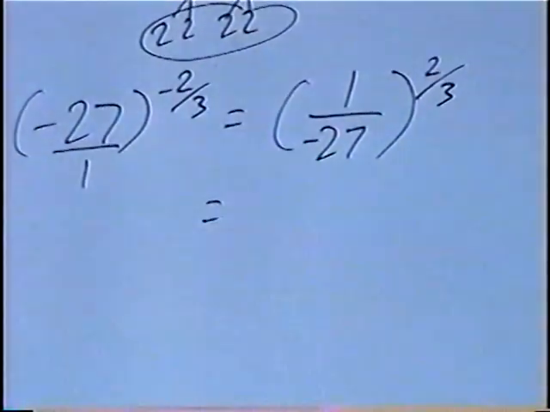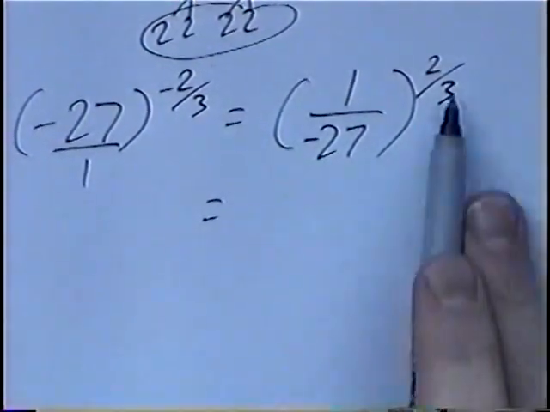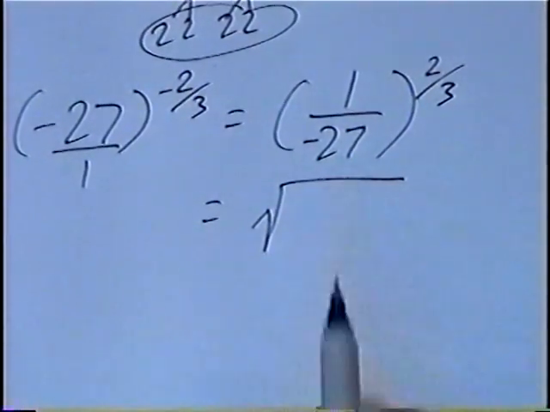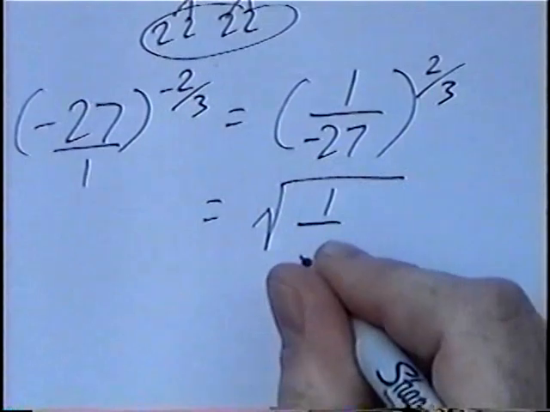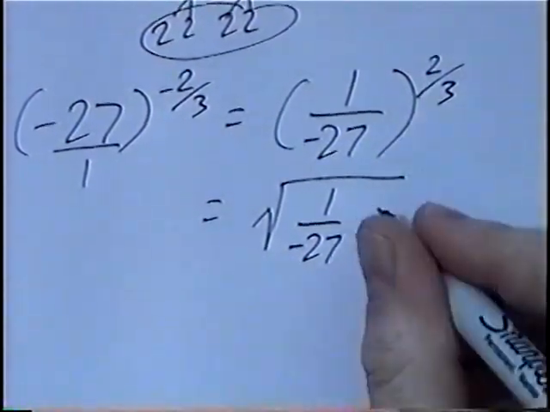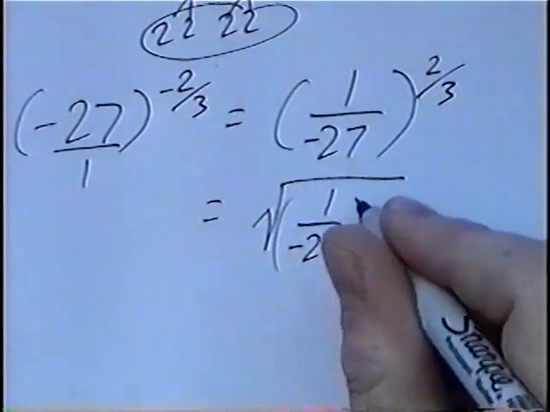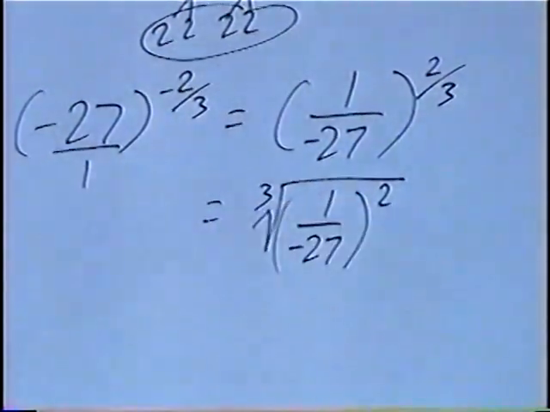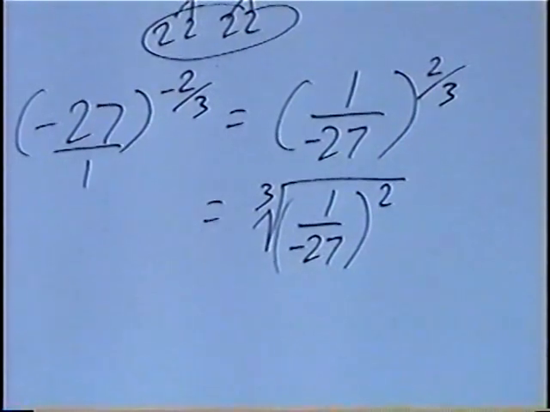Simplifying from here, if we have a radical or fractional exponent, we can change that to a radical. The fraction again would stay the same, 1 over negative 27. The numerator 2 would be the exponent inside the radical, and the 3 would be the radical third root.